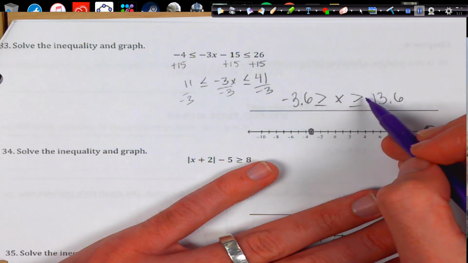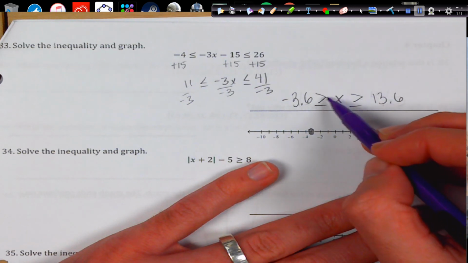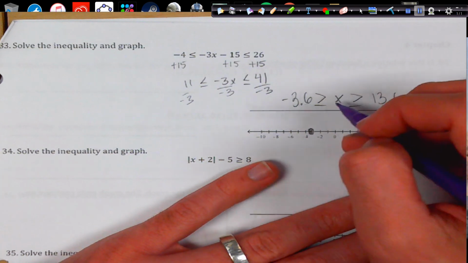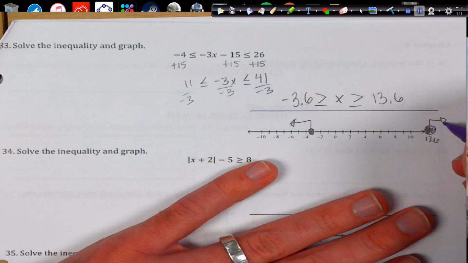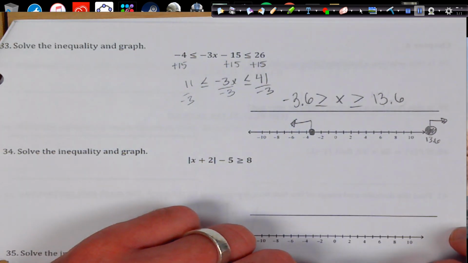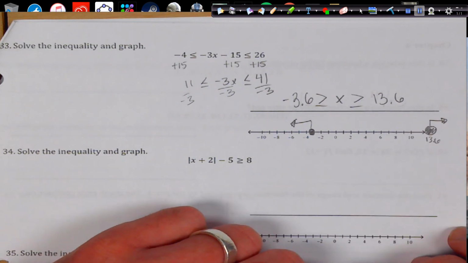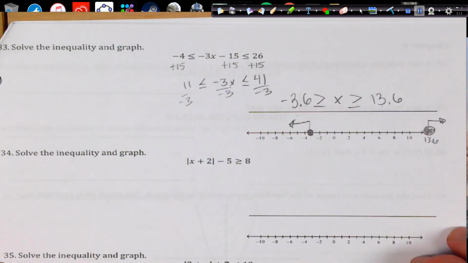It's still an and. X is bigger than this, but it's smaller than that. So actually this and problem became an or problem. So x is less than that, and x is greater than that. Okay, because of that negative, when we divide it, flip the signs and kind of flip the way we view the problem. X is now greater than negative 3.6, but it's less than 13.6.